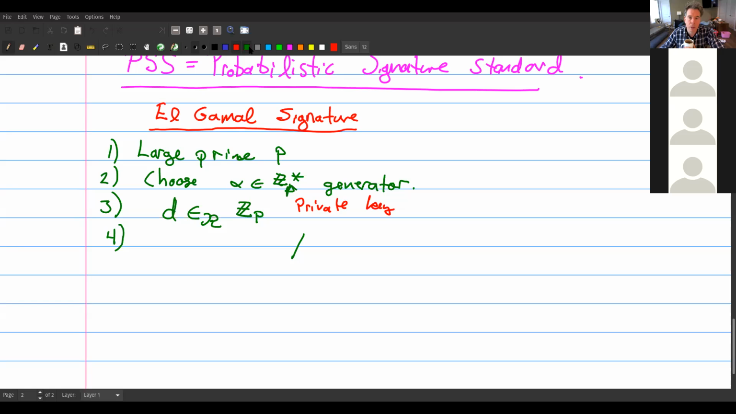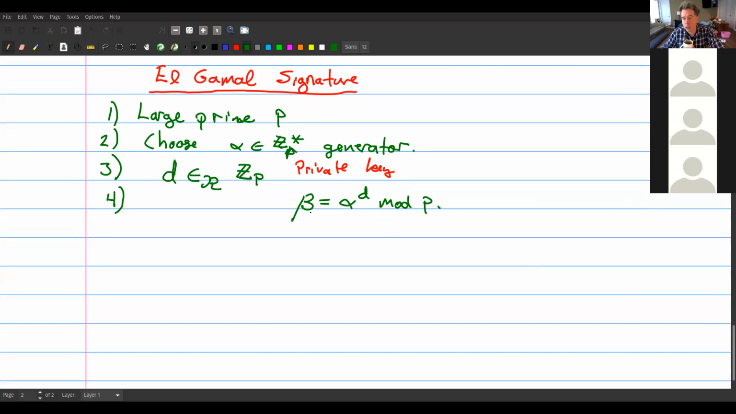And the public key is going to be beta equals alpha to the D, mod P. Okay. Now beta contains a lot of the same information as the private key, it's built based on the private key, but nobody can learn the private key from beta because of the discrete logarithm problem. The thing that stops people from going from beta and recovering the private key is the discrete logarithm problem. So this is the public key.